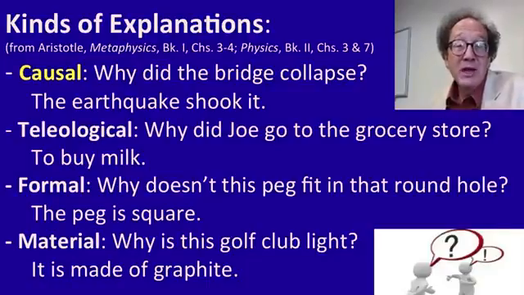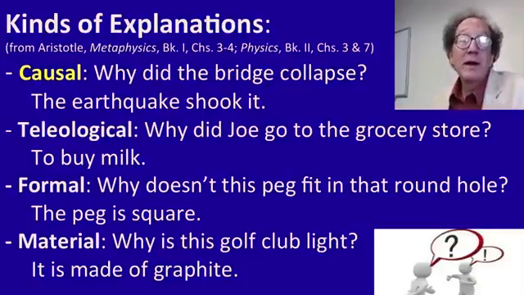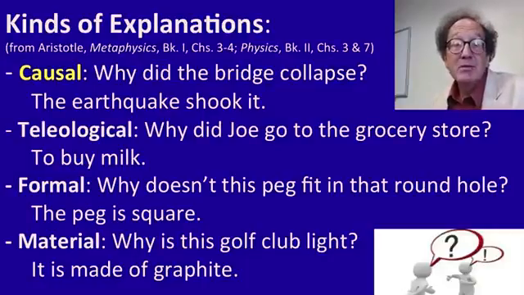Why did the bridge collapse? Because there was an earthquake. That explains why the bridge collapsed. The second type of explanation, he called teleological or purposeful explanation, because it's looking at the purpose or the telos or the goal. Why did Joe go to the grocery store? To buy milk. His goal of buying milk is what explains why he went to the grocery store.